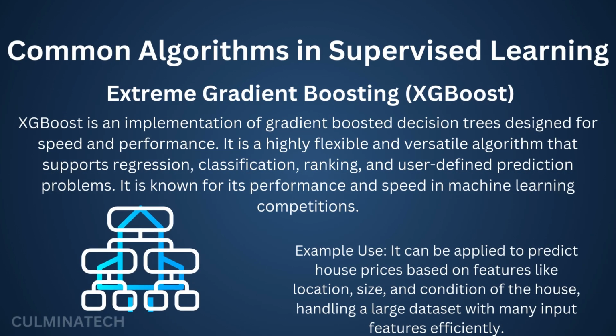So let's look at extreme gradient boosting. It's an implementation of gradient boosted decision trees designed for speed and performance. It's a highly flexible and versatile algorithm that supports regression. It's just a more efficient, faster version of GBM. Think of a team of experts who not only learn from previous mistakes, but also do it quickly and effectively. So it's a favorite choice when performance and speed are priorities.